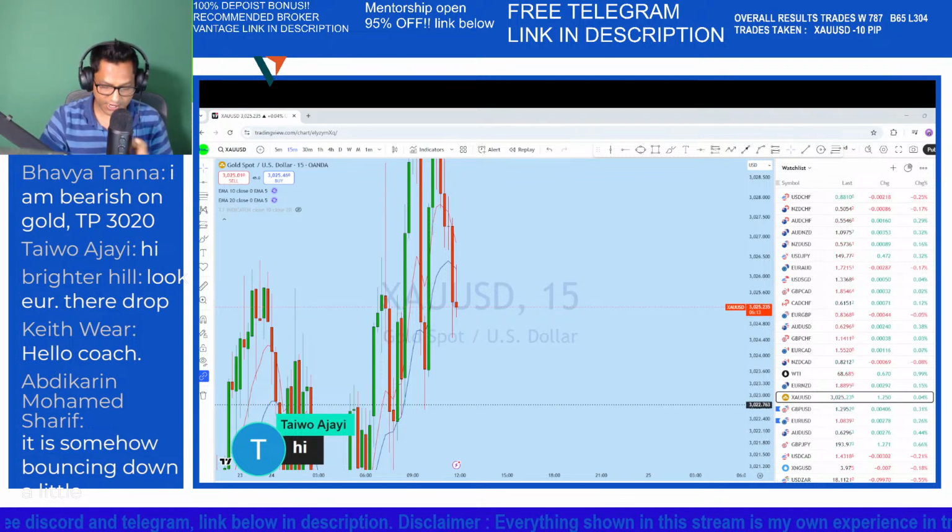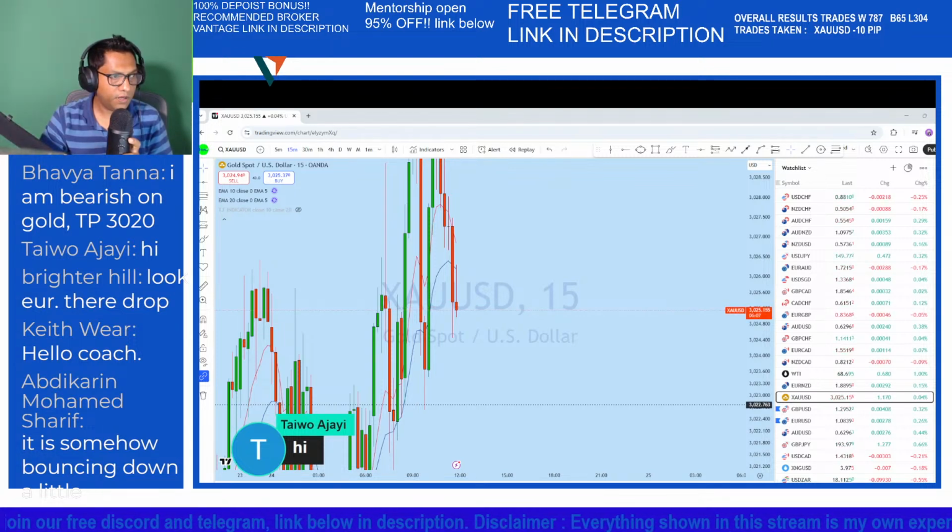So we may see downward pressure here. We could see potentially another wave of drop, and then we may see the market again potentially bouncing back to the upside.